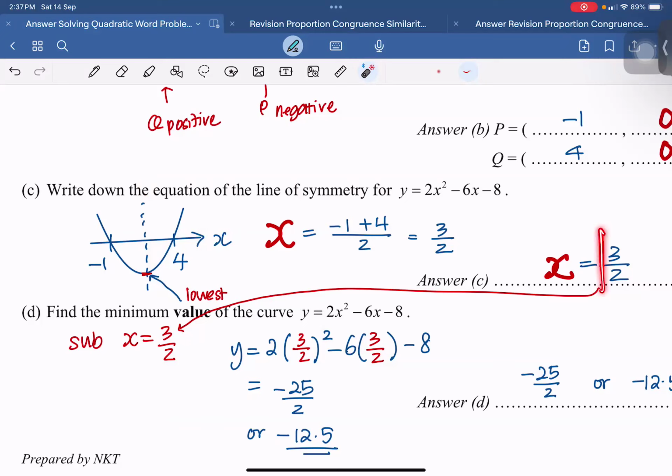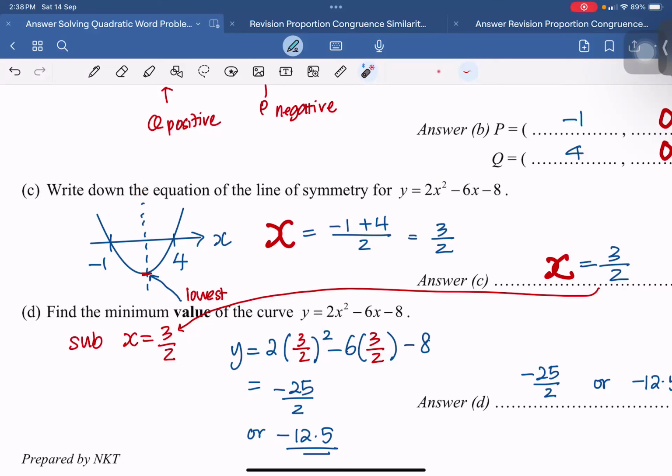So a lot of you will give me that number 3/2. That is a number, that is not an equation. So we must have x equals 3/2. Please remember to write down x equals 3/2. It's a vertical line. It cuts the x-axis. It doesn't cut the y-axis. Even up to Sec 4, my students still get it wrong, still forget. So this one, please remember.